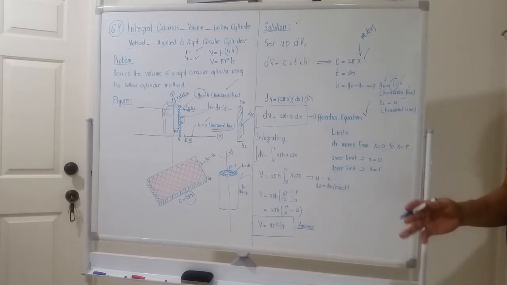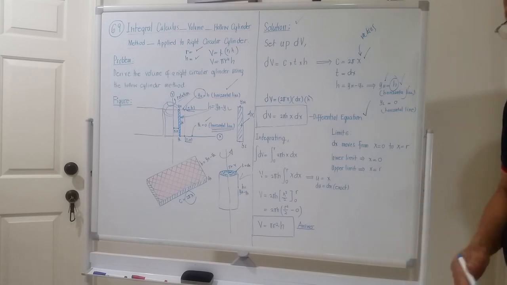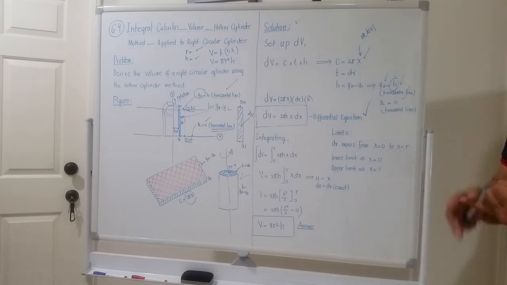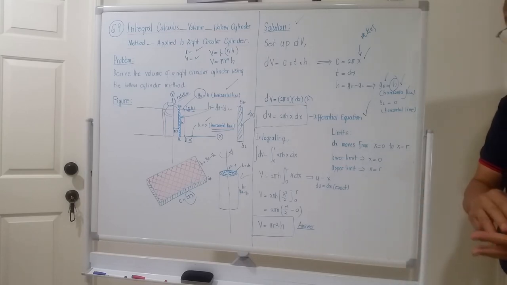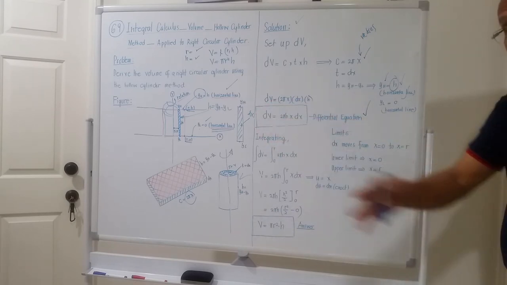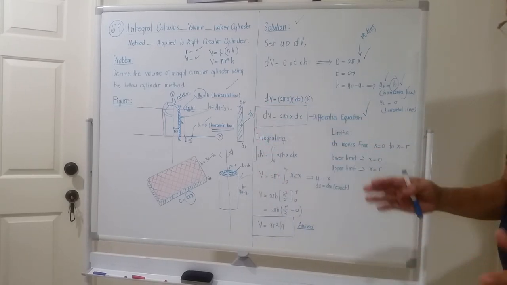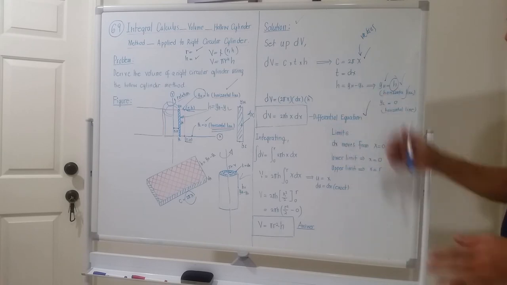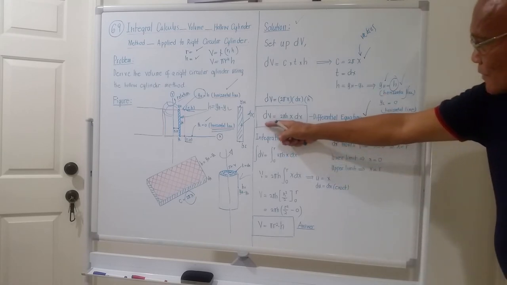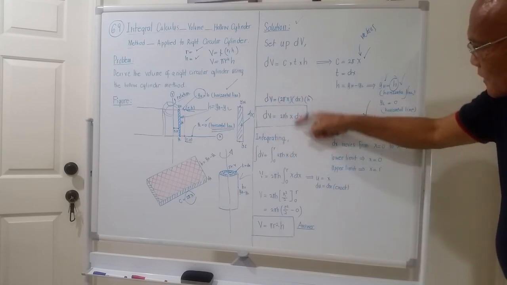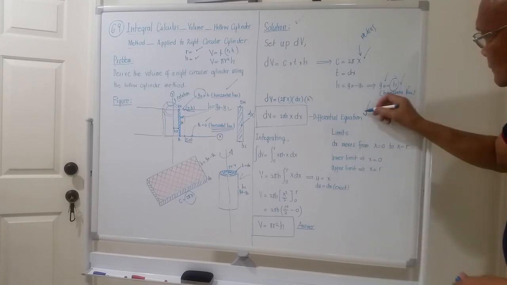That is actually our next topic, because after finishing differential calculus and integral calculus, we will go with differential equations. That's another course. This is now an intro to differential equations. So the differential volume is 2 pi h x dx. This is a differential equation.